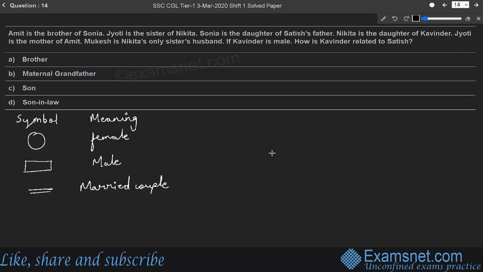We are making all the symbols according to the relations given in the question. Then a single line for siblings and a vertical line for difference of a generation. Now, what do you mean by difference of a generation? It means a generation gap.